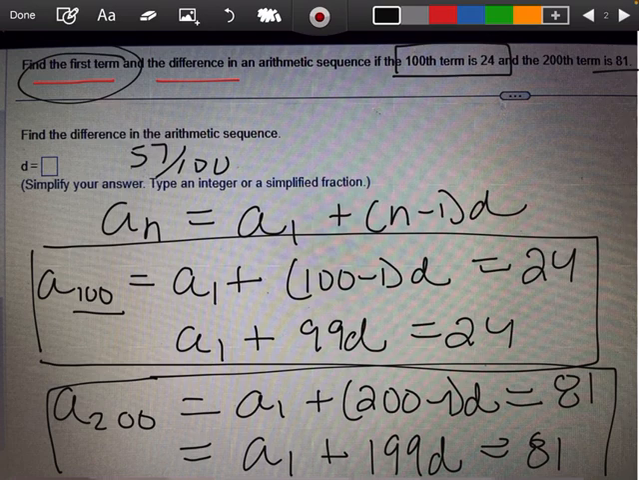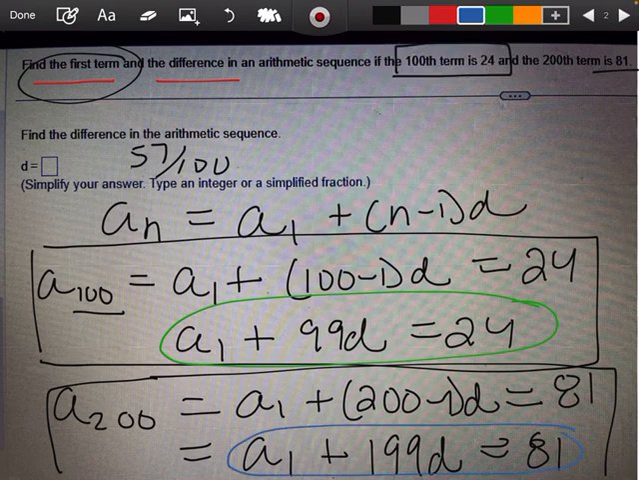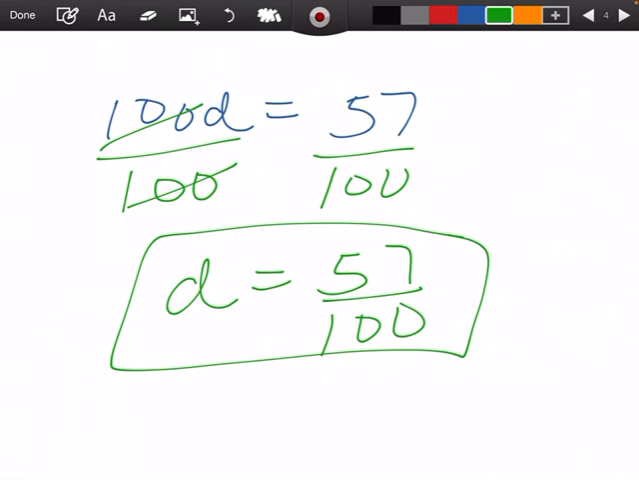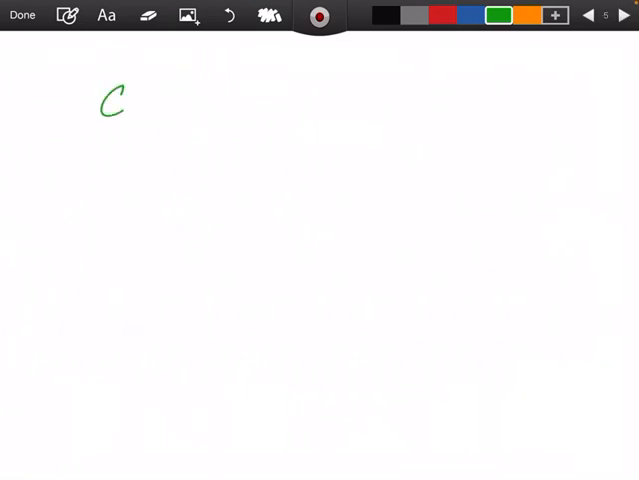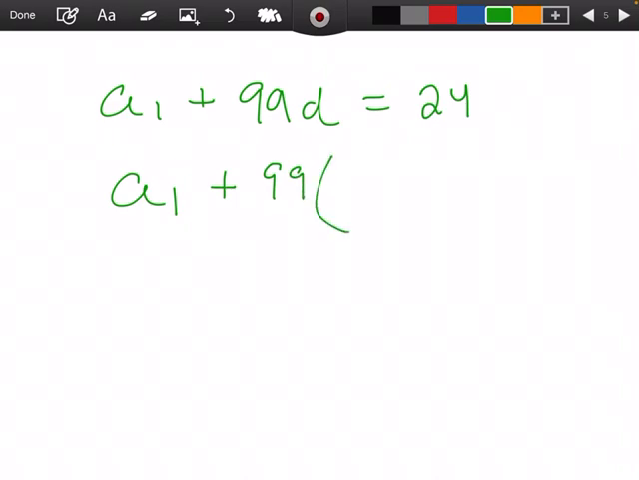I have a couple of options here. I can either use this piece right here, or I can use this one right here in blue. I'm going to stick with the one here in green just because my numbers are a little bit smaller. So I'm going to write that on the next slide: A1 plus 99 times D was equal to 24. A1 plus 99 times 57 over 100 is equal to 24.